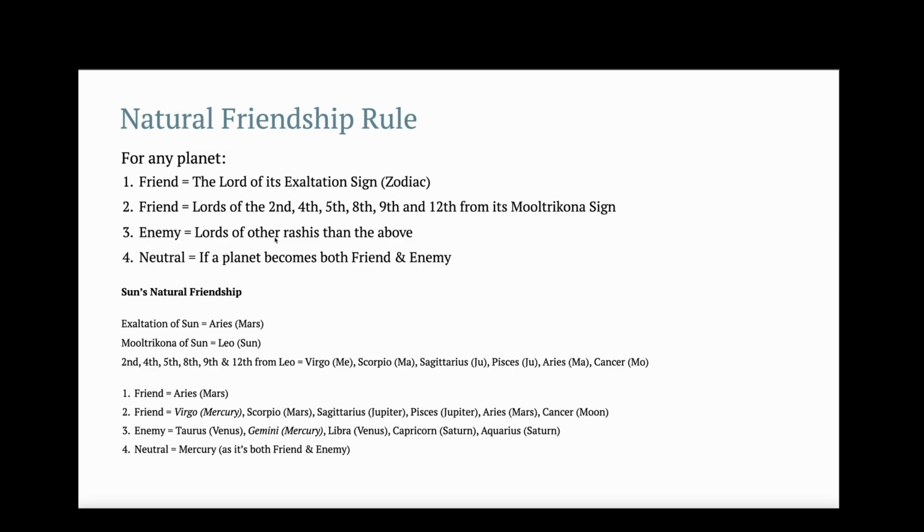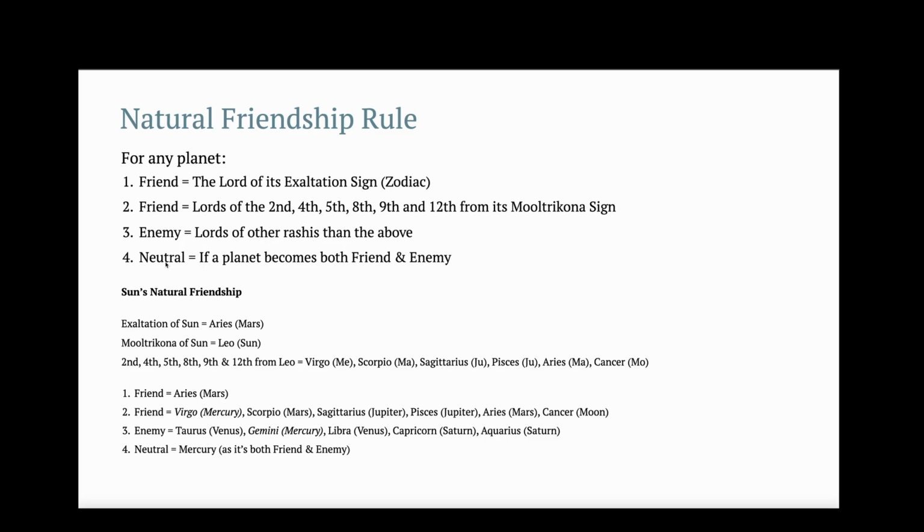So from the Mool Trikona sign of Sun, the third sign is an enemy of Sun. Similarly, the 6th sign is an enemy, the 7th sign is an enemy, and the 10th and 11th signs, which are not present here, are enemies of Sun. Those signs are Taurus, Gemini, Libra, Capricorn, and Aquarius. The rulers of those signs are Venus, Mercury, Venus, Saturn, and Saturn. So these are the enemies of Sun.